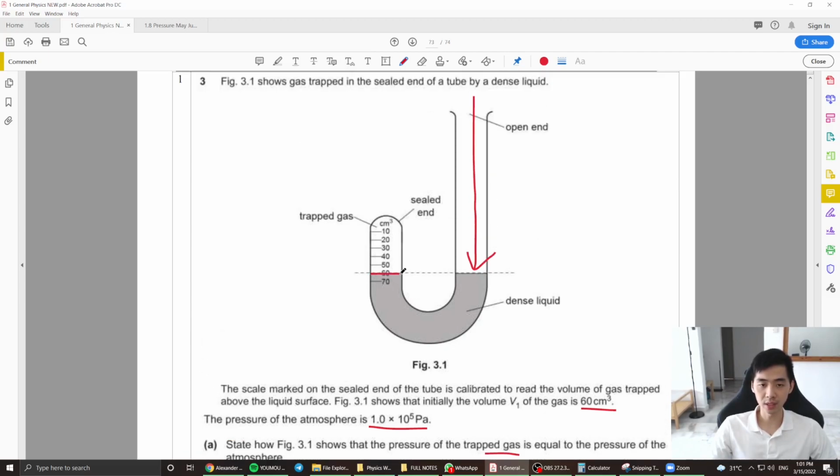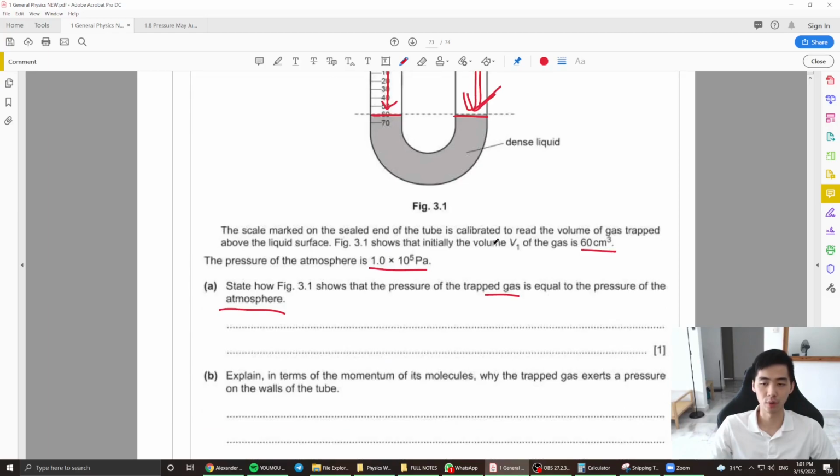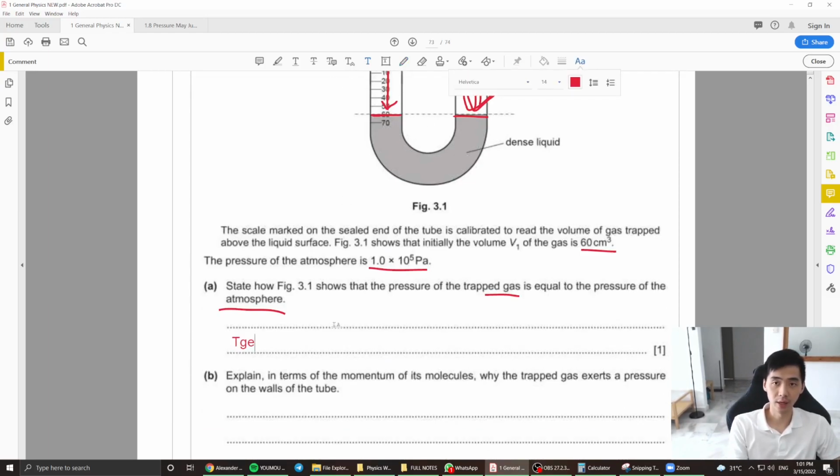Now as you can see, these liquid levels are both equal, right? If this is equal, it means to say that the pressure on the left side would have been equal to the pressure on the right side. So if you're asked these kind of questions here, all you have to say is that the dense liquid has same levels on both sides of the tube.